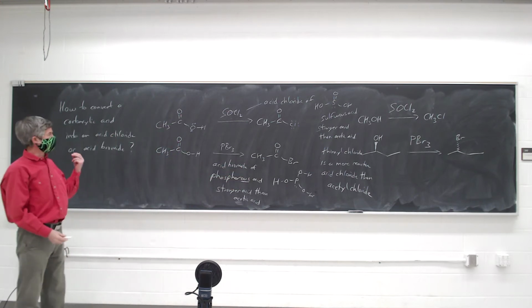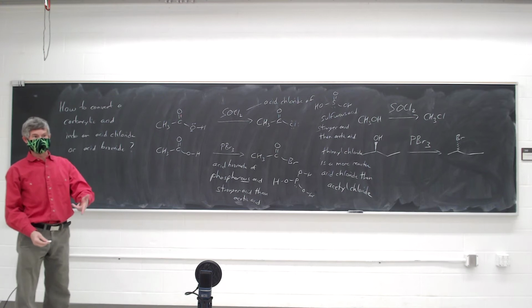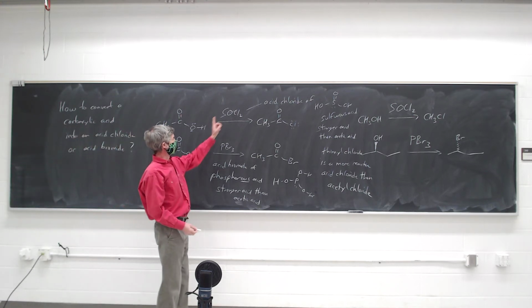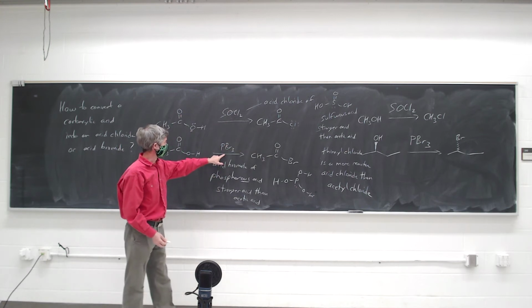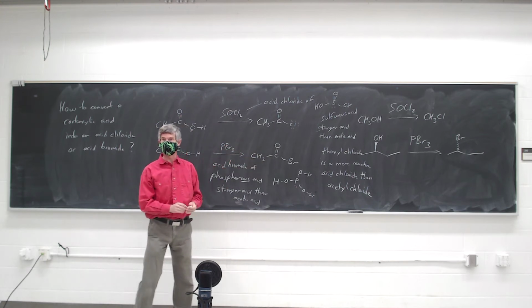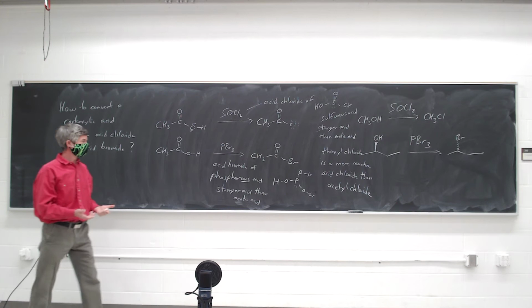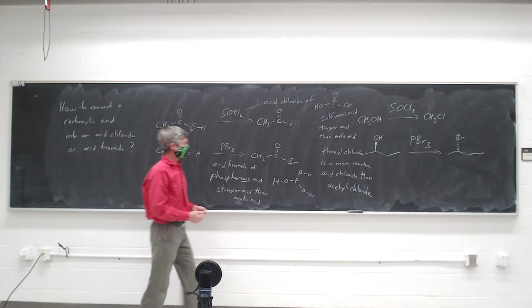So we're going from a more reactive to a less reactive, but the more reactive to less reactive is the more reactive acid chloride to the less reactive acid chloride, the more reactive acid bromide to the less reactive acid bromide, and not the more reactive acid derivative.